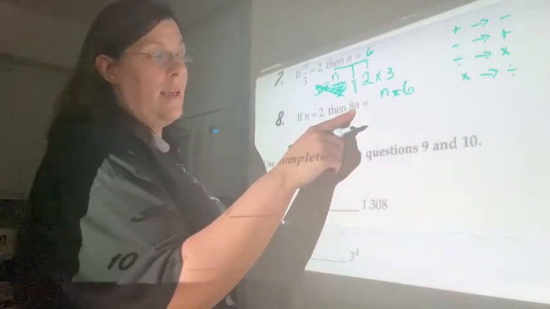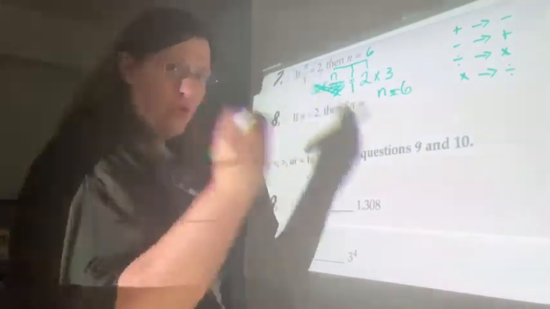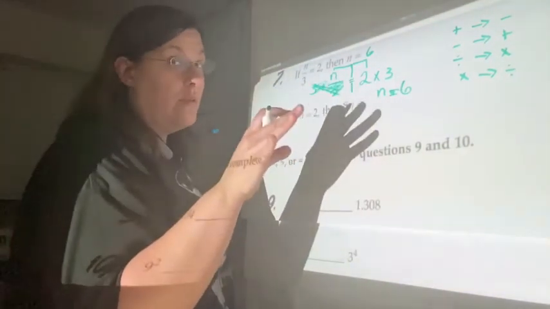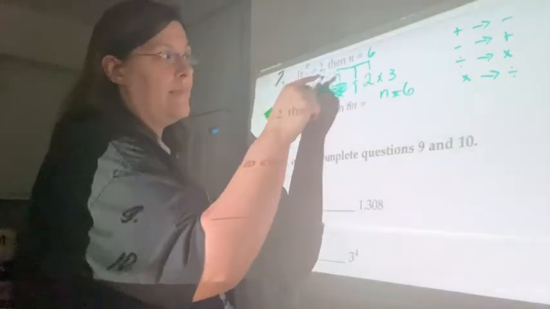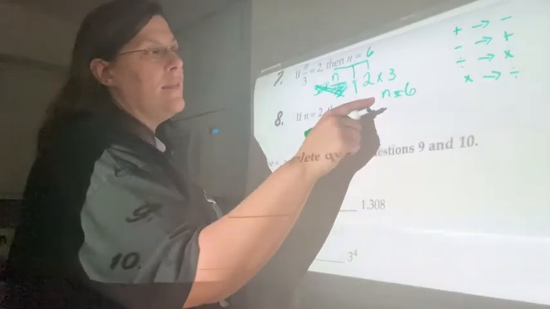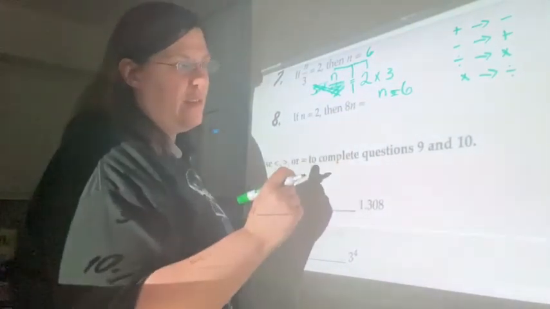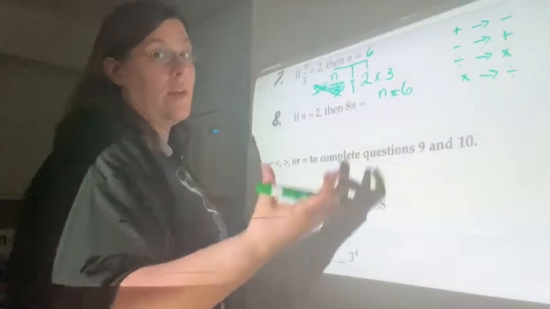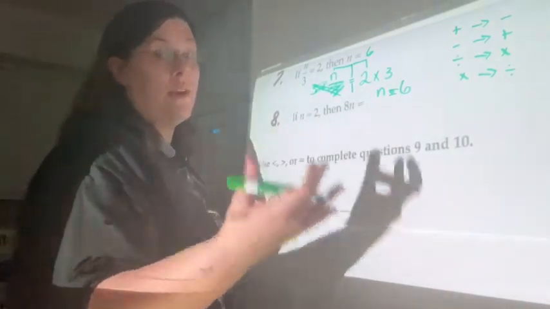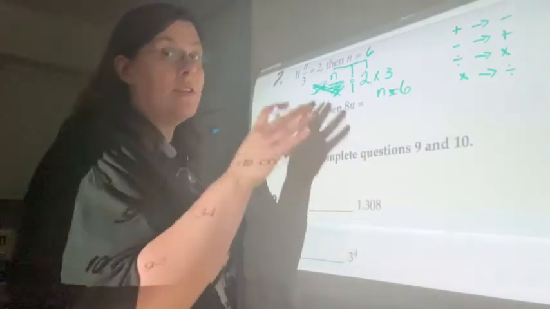Going into number 8, n equals 2. Then 8n equals what? This may look like an equation, this right here, but it's not. It is not an equation because it doesn't have anything on this side. You are not balancing anything out. You're not trying to isolate anything. What you're trying to do is just figure out what the actual expression means, or what the actual value or the measurement of whatever it is you're working this problem for actually is.